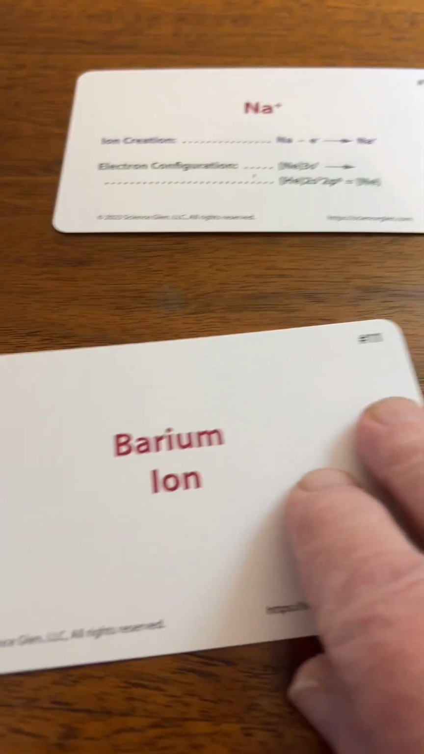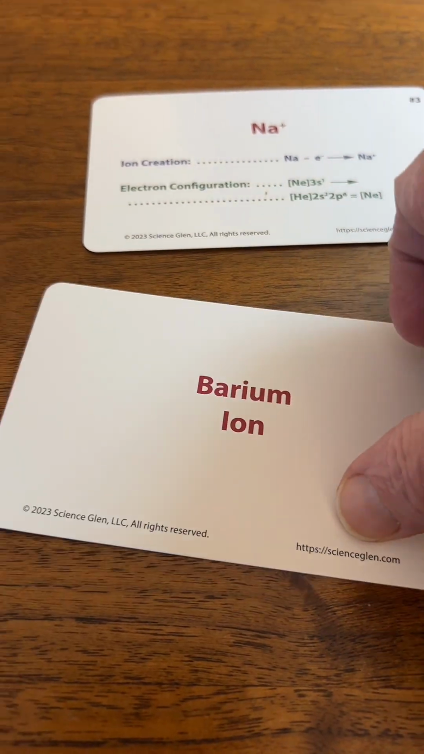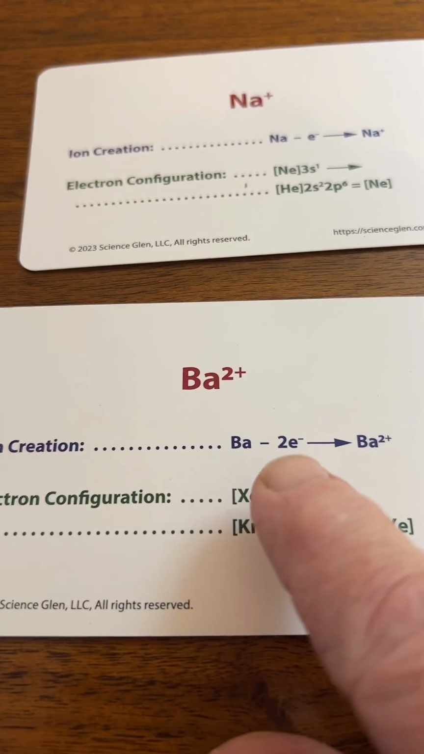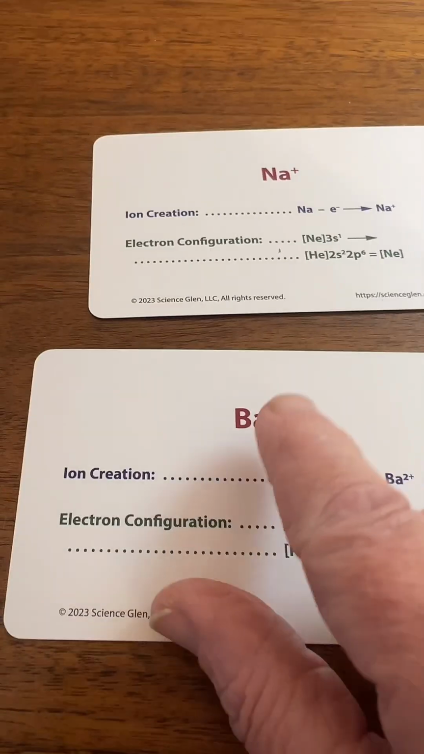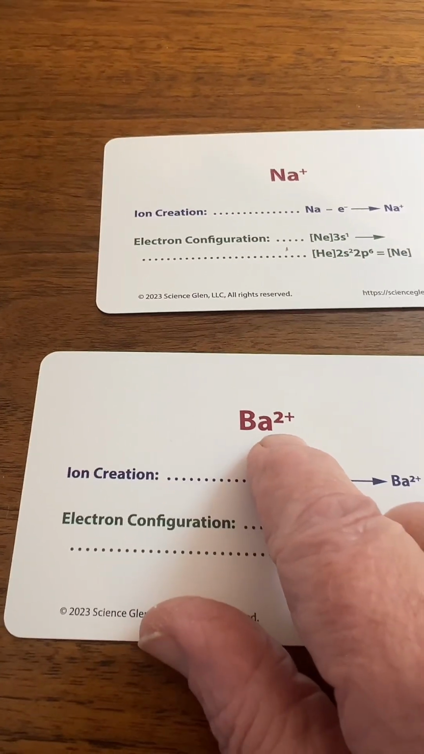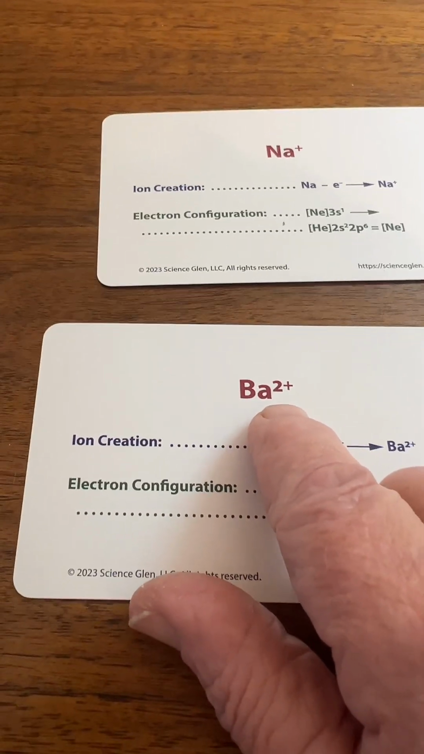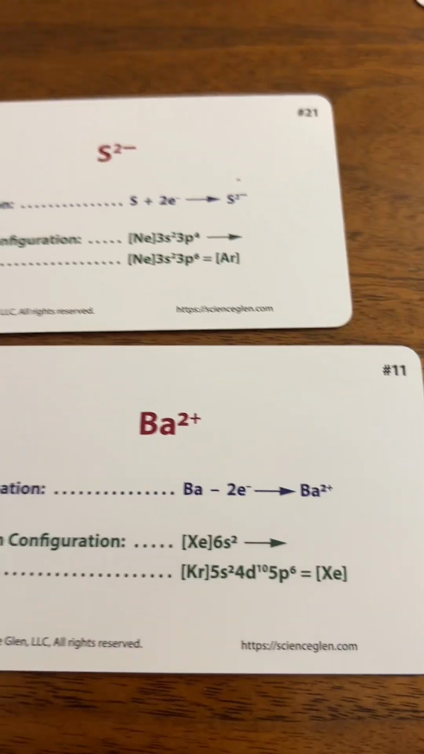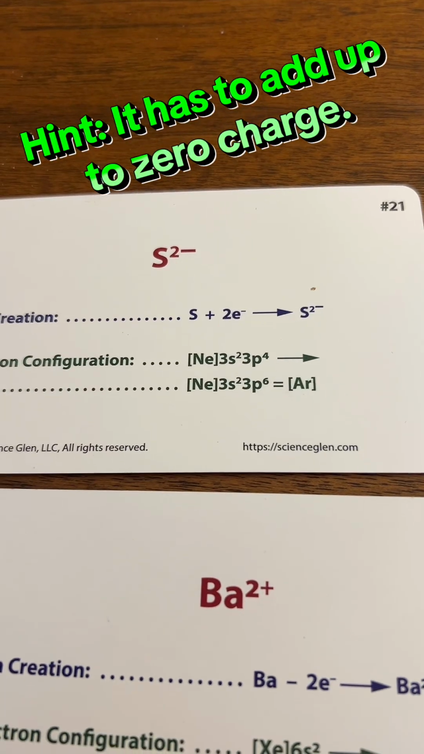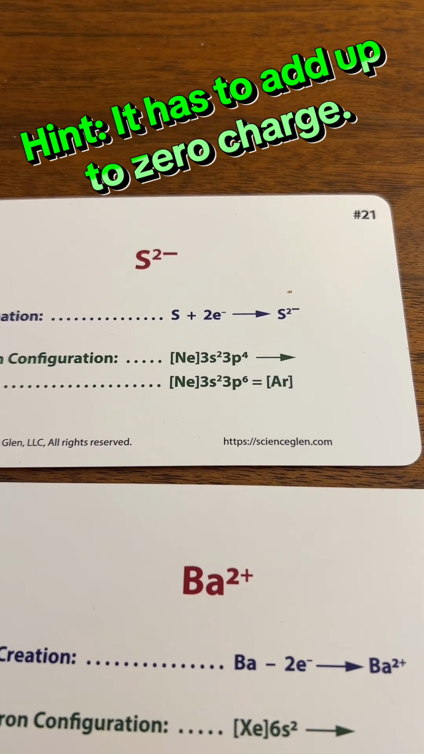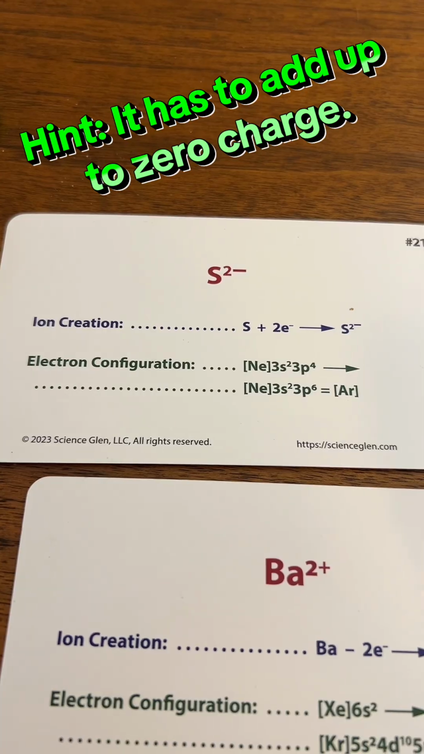So let's look at barium. Barium is in column 2 of the periodic table, and it loses 2 electrons. So it has a charge of 2 plus because it has 2 more protons than it has electrons. So what would be the formula for barium sulfide? Remember, you want to get to 0. Is that hard to understand?